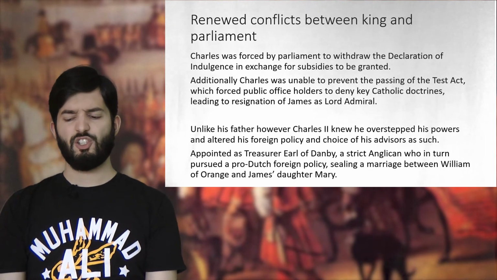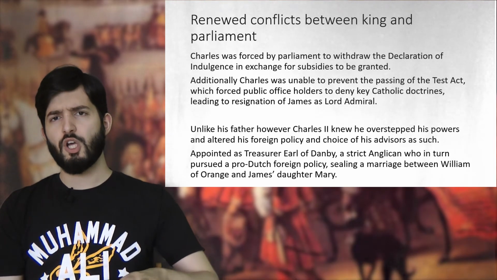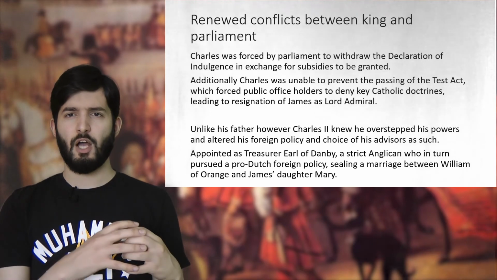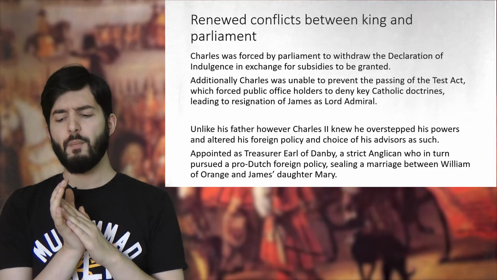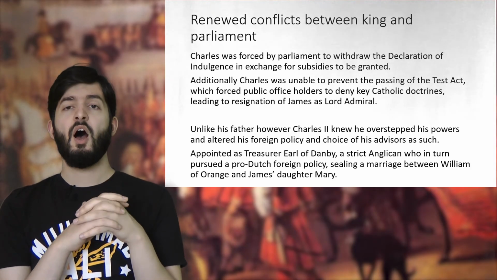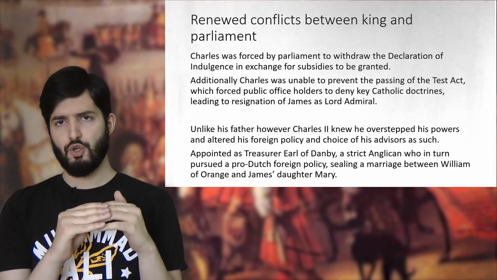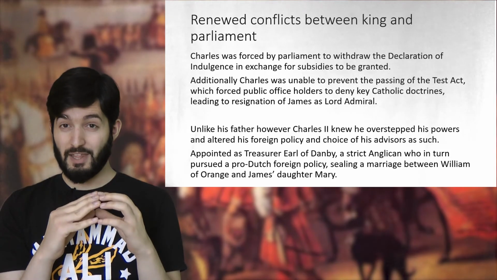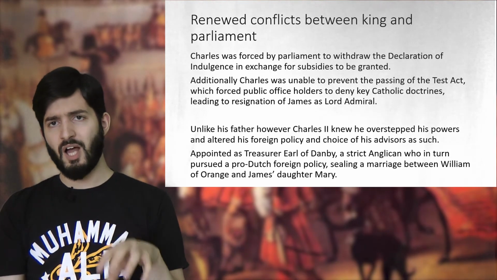And he's basically quite a strict Anglican who in turn pursues a pro-Dutch foreign policy. And so Charles decides to align himself instead back home with these strict high church Anglicans as a result. And so Danby's policies can essentially be summed up in two ways. With regards to his religious policies at home, he continues with this strict persecution of nonconformists, both Catholics and Puritans, while at the same time pursuing a pro-Dutch foreign policy.